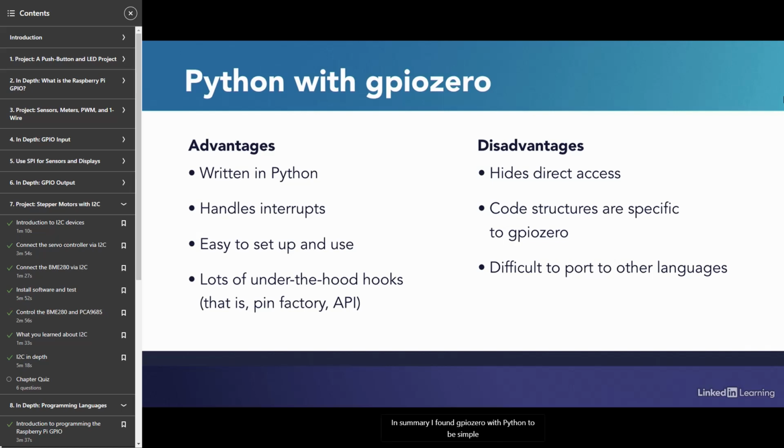In summary, I found GPIO 0 with Python to be simple and quick. It's a great place to start experimenting with Raspberry Pi GPIO.